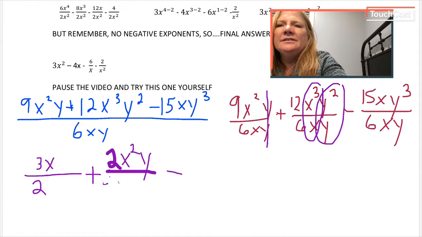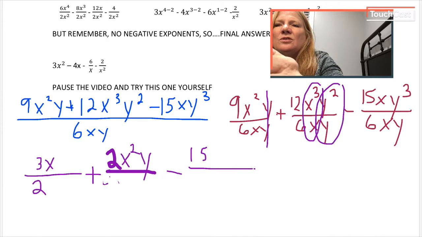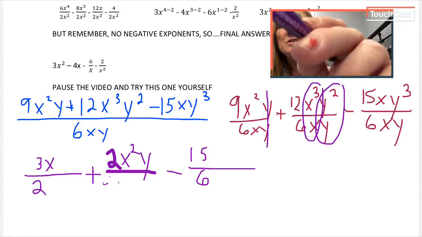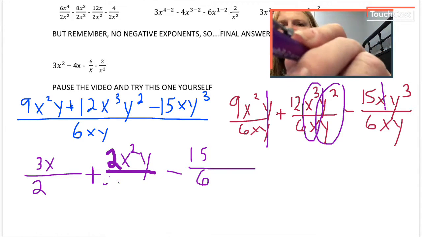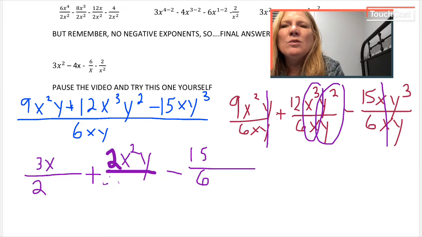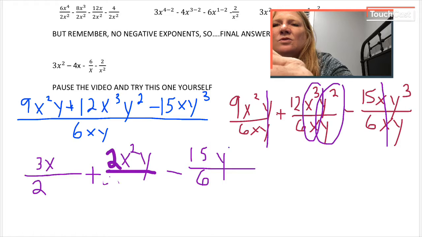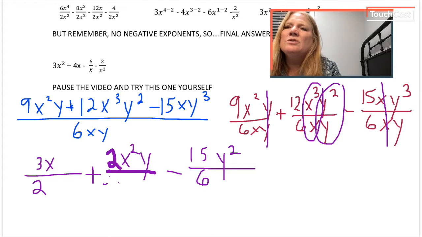And then minus 15 over 6 does not simplify, so we'll just leave that as 15 over 6. Then we have an x over an x, so that's just 1 minus 1, and we can cancel that out. And then our y is 3 minus 1, so it is y squared. Okay, so I'm going to give you a little more practice, and you can refer back to this if you need to look at the notes. Good luck.